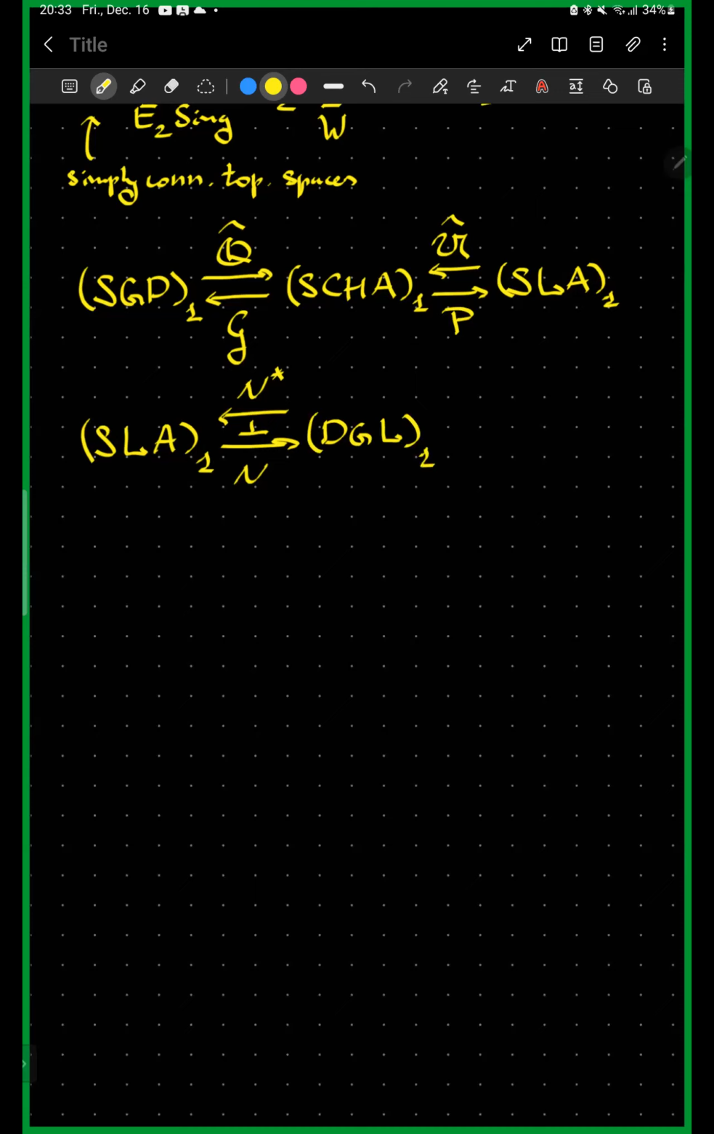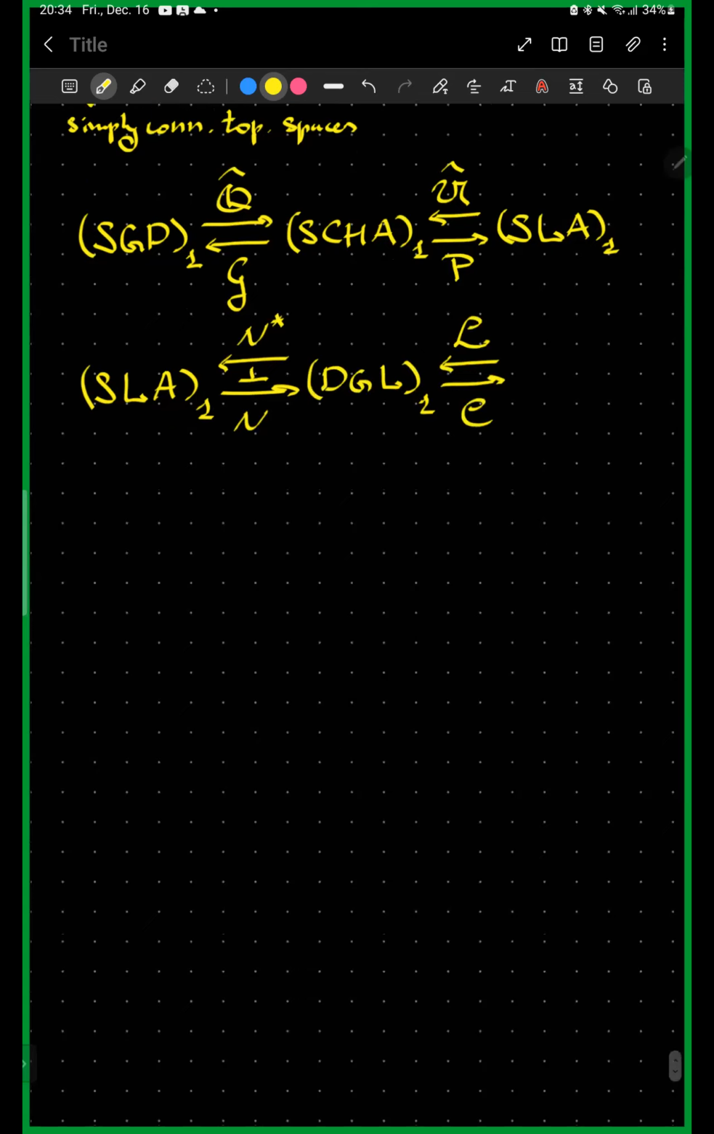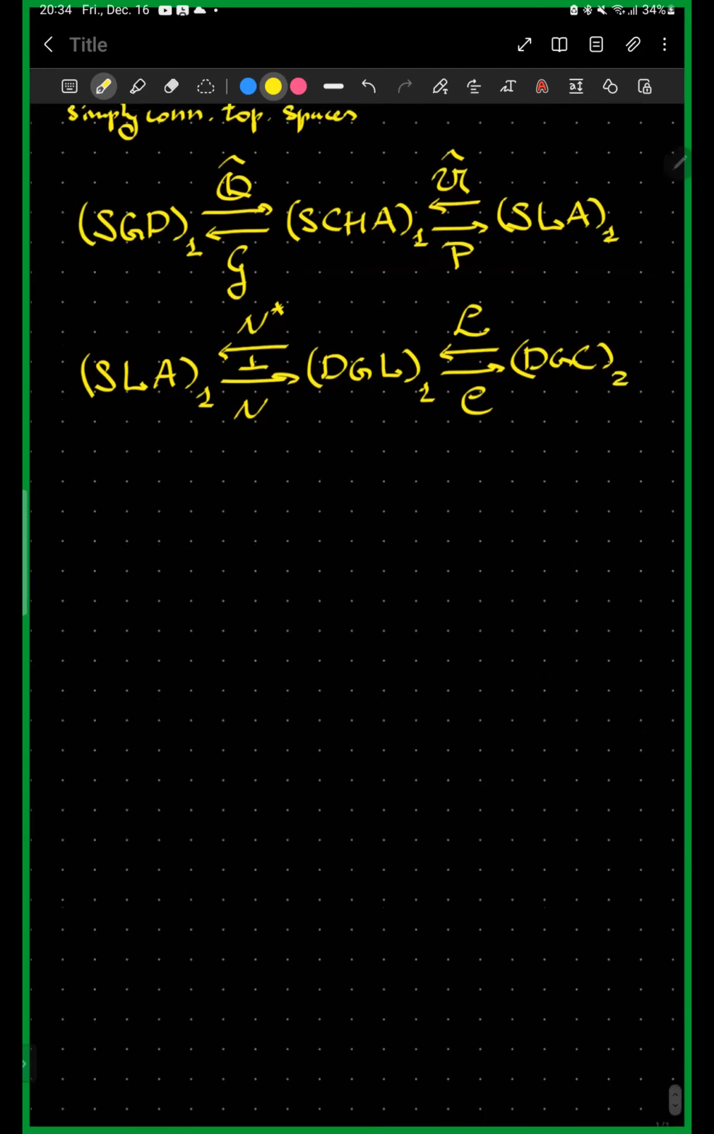And finally, using the Chevalley-Eilenberg complex and another construction, which I'm not going to describe in this talk, but maybe I will give a short explanation right now without too many details, we arrive at differential graded coalgebras, which are additionally two reduced.